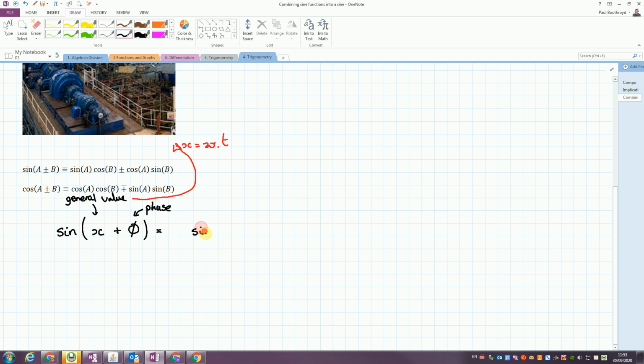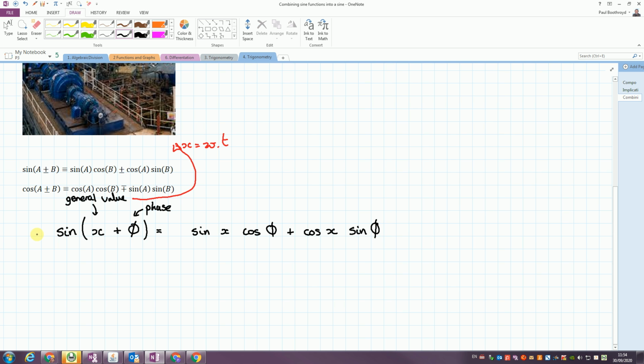So we've got sine of x cos of phi, because I'm not going to keep using the brackets on this form. Plus, because this is the sine one, cos of x sine of phi. Okay, so there's my two functions.